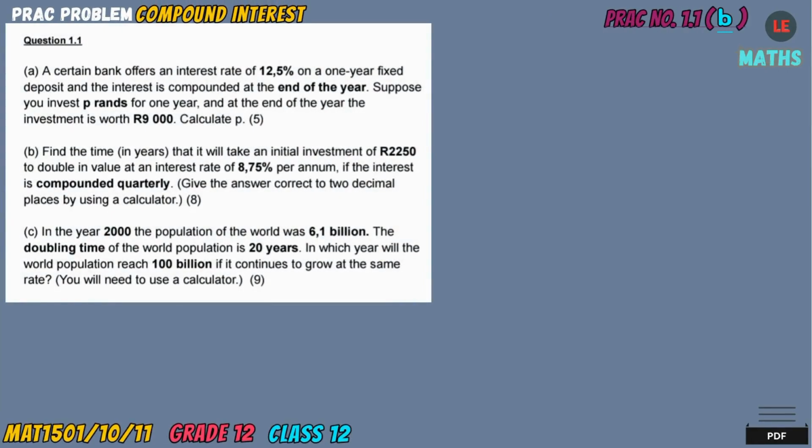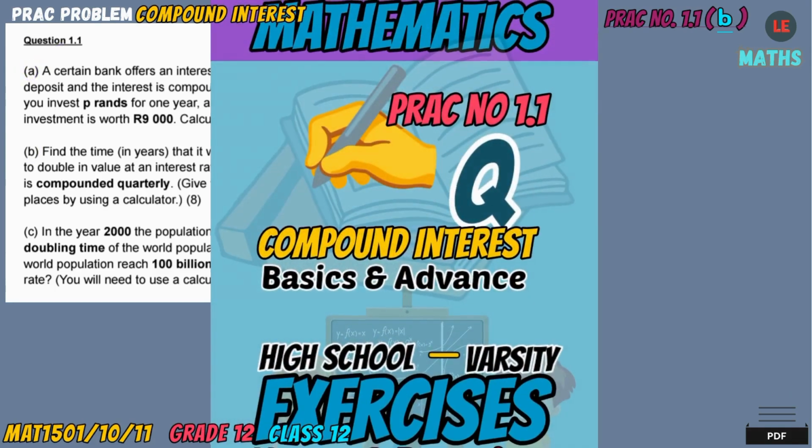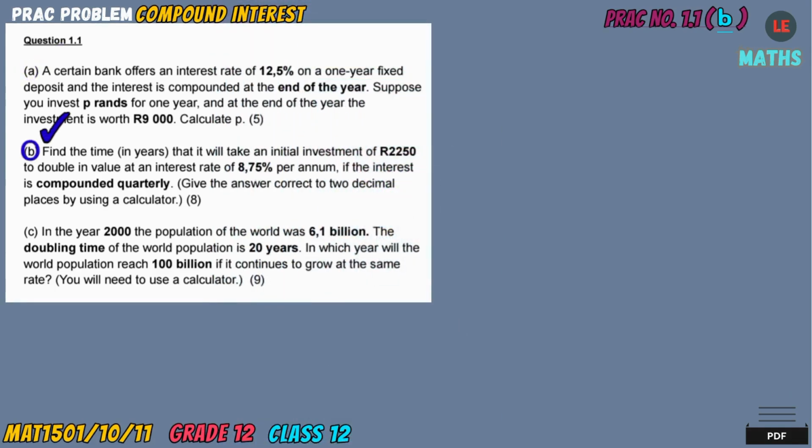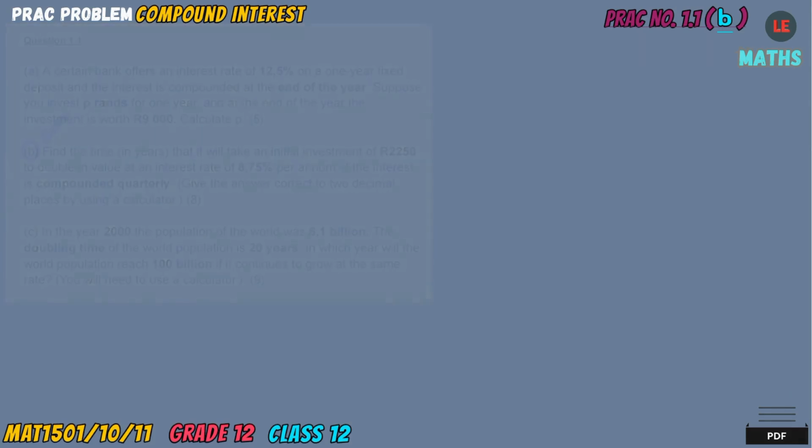On this screencasting, we are looking deeply into this second problem. If you want to know what happened to this first one, just search for Practical 1.1. Now in this problem, we are to find the time in years that it will take an initial investment of 2,250 rands to double in value at an interest rate of 8.75% per annum, if the interest is compounded quarterly.